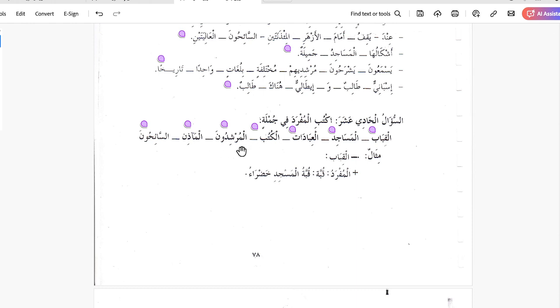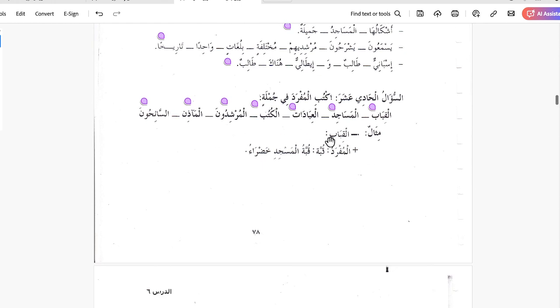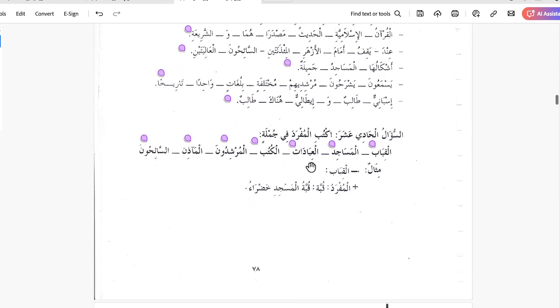Al-murshiduna, the singular is al-murshidu. Al-mu'adhinu is mi'dhanatun or al-mi'dhanatu, as-sa'ihuna is sa'ihun or as-sa'ihu. So example is al-qibab, mufrad is qubbatun, qubbatul masjidil khadra, the green dome of the mosque, as we see in the masjid in Medina, in the Prophet's mosque.